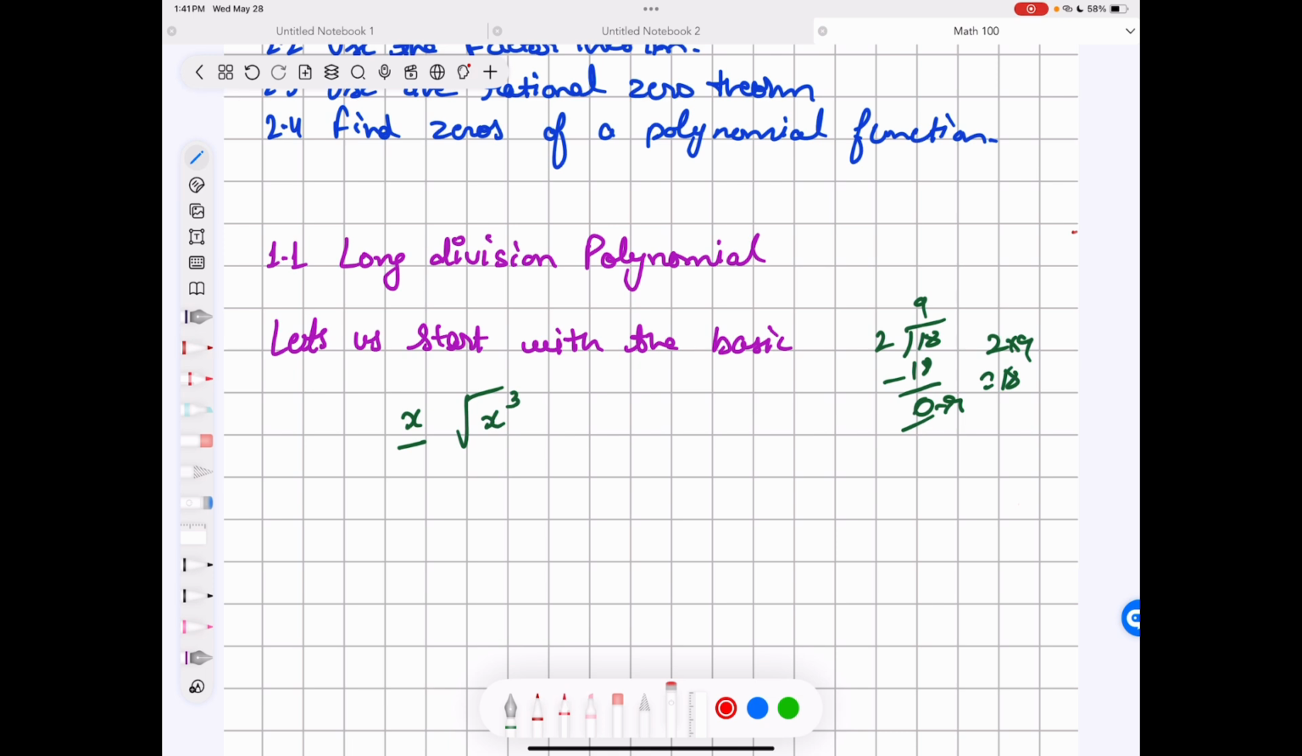We will just revise how we used to do normal division with numbers. If I were to divide 18 by 2, how many times do I multiply 2 in order to get 18? I would multiply it 9 times in order to get 18. So I would write it here, and then I would subtract to get a remainder of 0, and 9 would be my quotient.